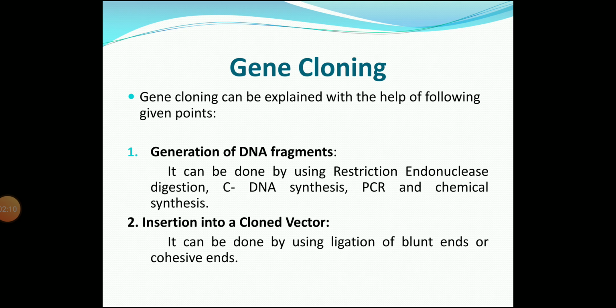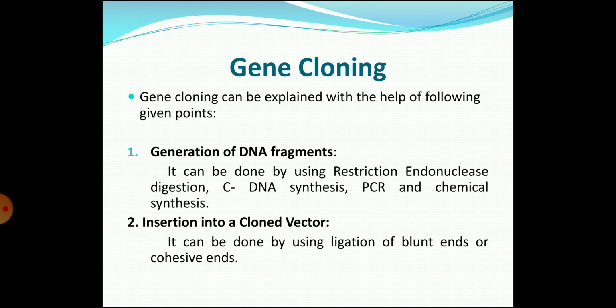Now we will see the gene cloning process in detail. Gene cloning can be explained with the help of the following points. First one is generation of DNA fragment. Now we will see what happens in generation of DNA fragment. It can be done by using restriction endonuclease digestion, cDNA synthesis, PCR and chemical synthesis. Next is insertion into the cloning vector. It can be done by using ligation of blunt ends or cohesive ends.